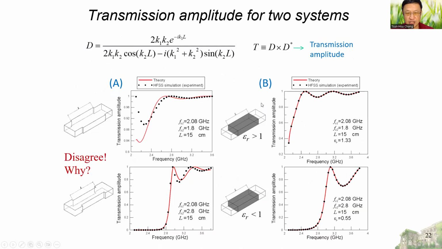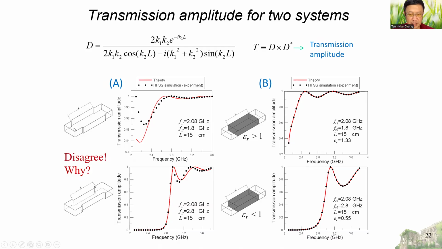Let's have a look at this result. The coefficient D is related to the transmission amplitude for two systems. For the waveguide system, the oversized waveguide and undersized waveguide look similar but not exactly the same. The theory is the red solid line. The simulation, or simulated experiment, looks similar for this case, but still different. Still a difference for this case.